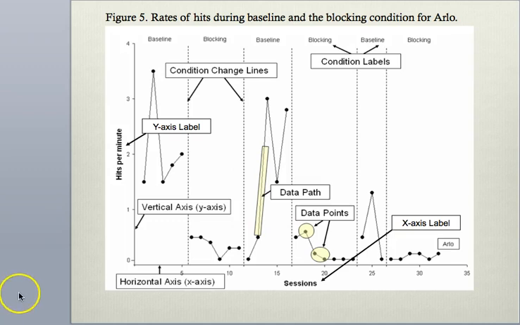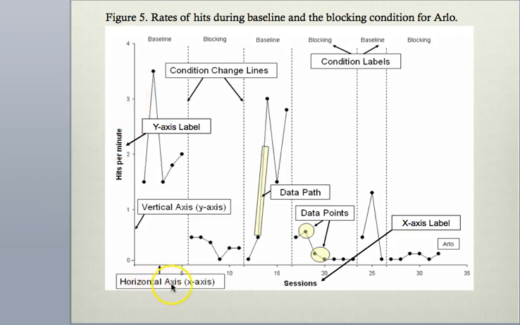First, we want to look at the axes, and I'm going to use my little cursor here. So here we have the y-axis, or the vertical axis, and it is the number of hits per minute. So 1, 2, 3, or 4 hits per minute. He never gets above 4, so that's where the graph starts.